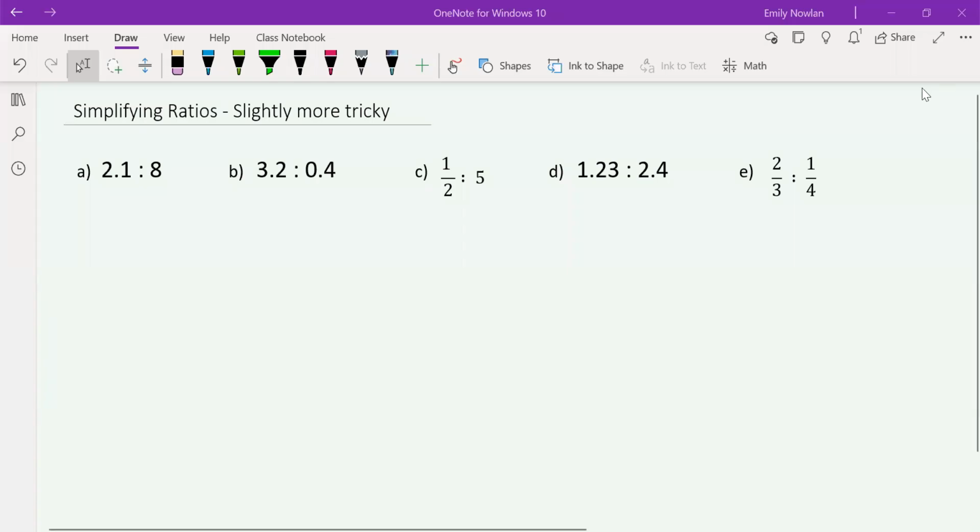Okay, hello everyone. We're going to do some more simplifying ratios. These ones are slightly more tricky. Now have a look at this first one here. It says 2.1 to 8. Okay, so this time we've got a decimal in here.